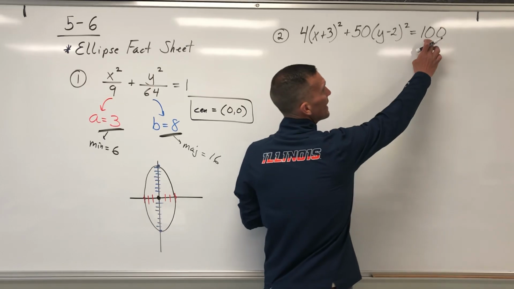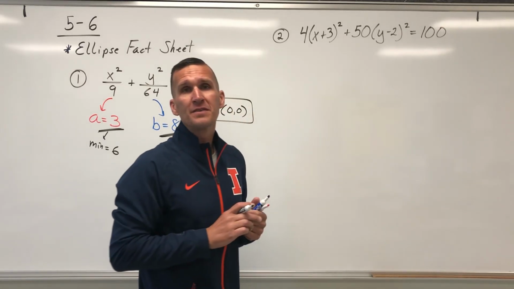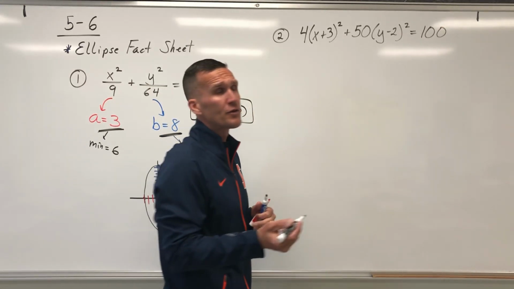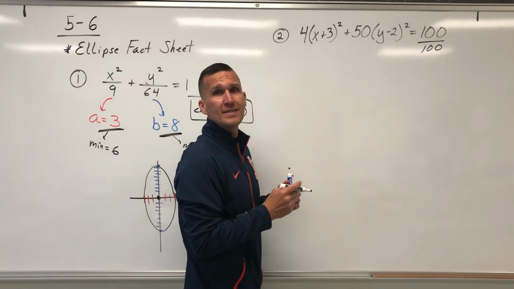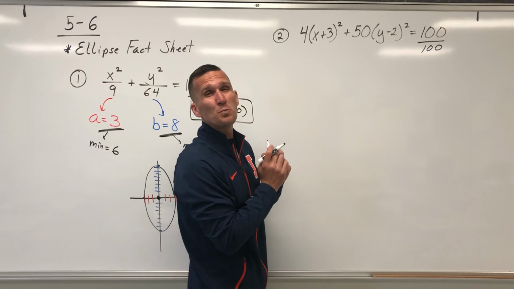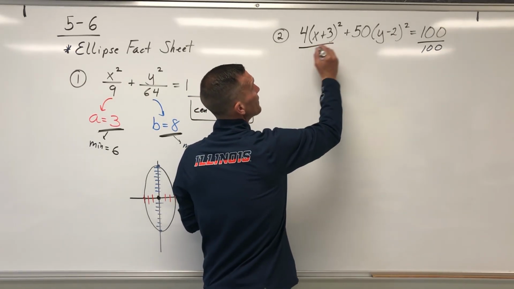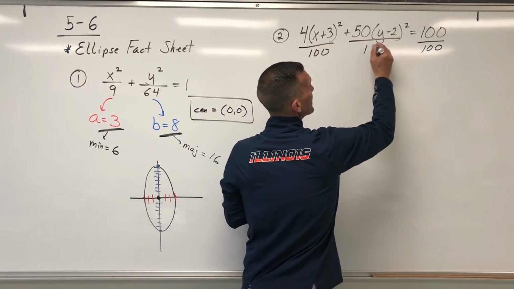Well, if I want that to turn into 1, I simply divide both sides by 100. So I'll divide by 100, that makes 1, but if I do it to the right side, I do it to the left, and I have to do it to each piece of the left side. So divide by 100, divide by 100.